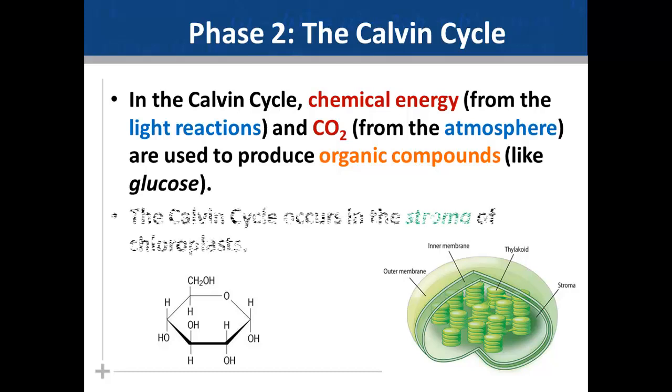So it's in that classic 1 to 2 to 1 of carbon, hydrogen, and oxygen ratio that we typically associate with carbohydrates. And the Calvin cycle, as I mentioned just a moment ago, occurs in the stroma of the chloroplast. So it occurs in that fluid that surrounds the thylakoids, as you can see there in the diagram of the chloroplast on the bottom right of your screen.